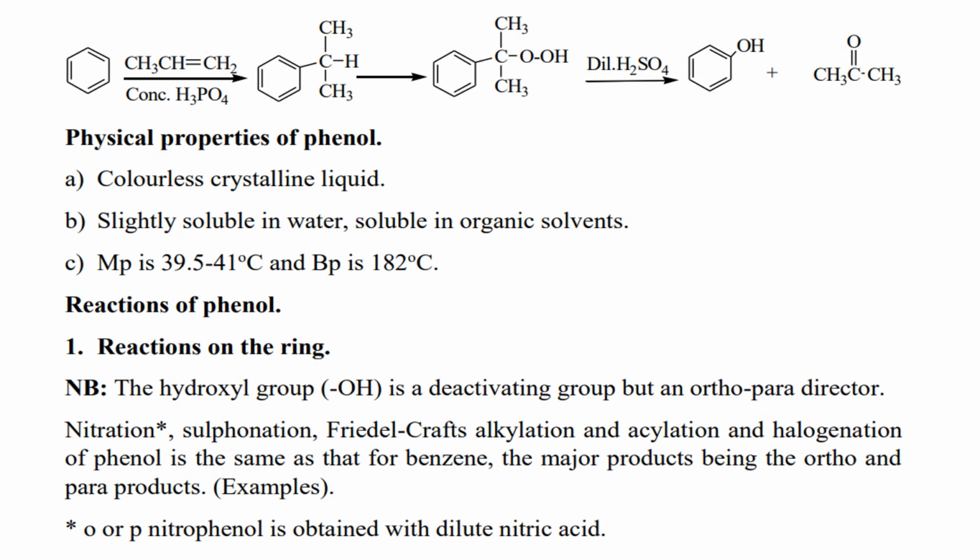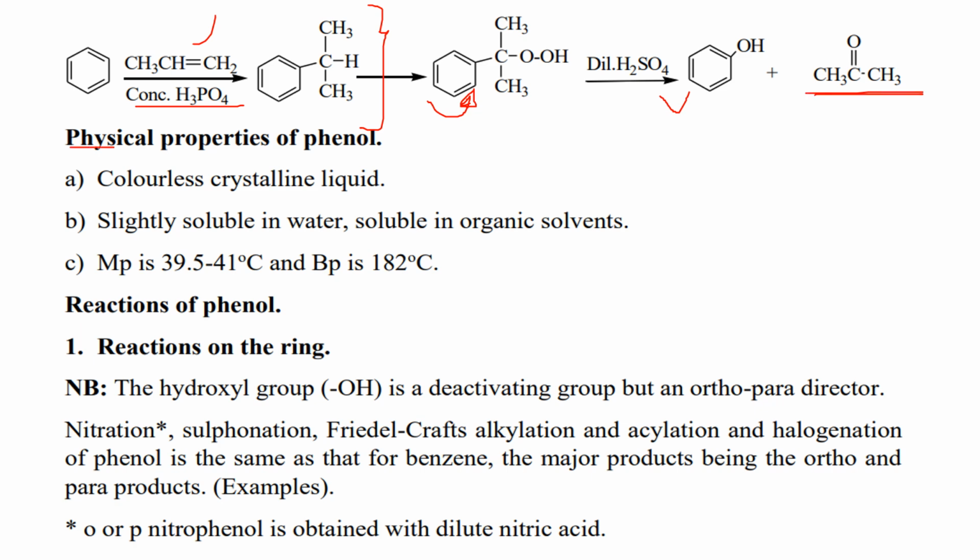Look at this. You have your propene in presence of concentrated phosphoric acid. You are going to form a product like this. So this product isomerizes to this. And then after that, you hydrolyze it with dilute HCl. When you hydrolyze it with dilute sulfuric acid, you'll be forming phenol. And it's not only phenol, but you also get propanone.